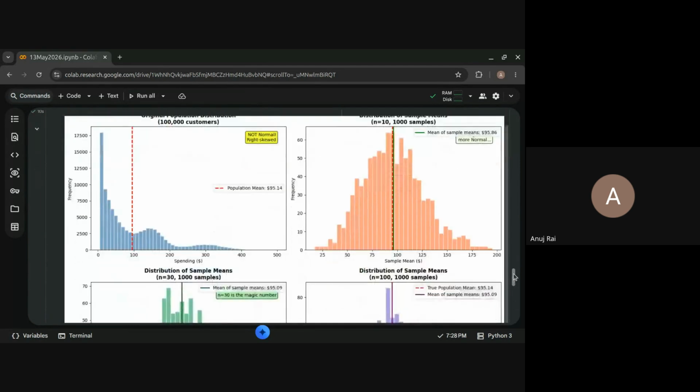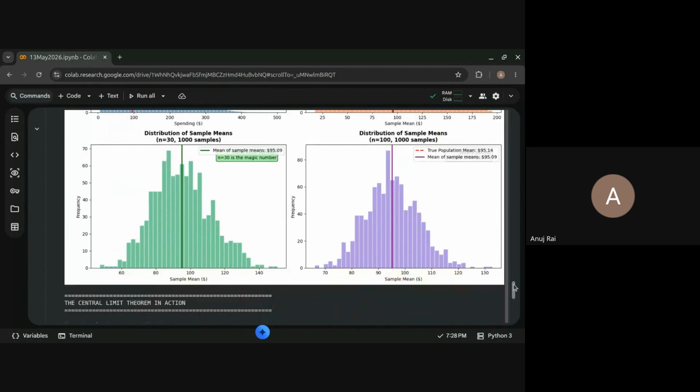If you keep on increasing n, that is, the number of times you collected the sample, it tends to become normal. What is becoming normal? The average of the sample, basically the mean of the sample. Mean of the sample, exactly. Sir, can you scroll down a bit?